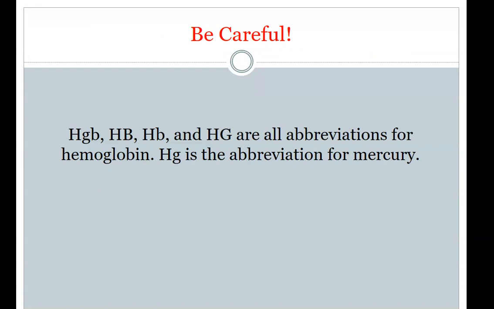Now be careful. These are all abbreviations for hemoglobin. Your HGB, HB, H lowercase b, and HG are all abbreviations for hemoglobin. And H little g is the abbreviation for mercury. The one that you will mostly see is the HGB, the first one.